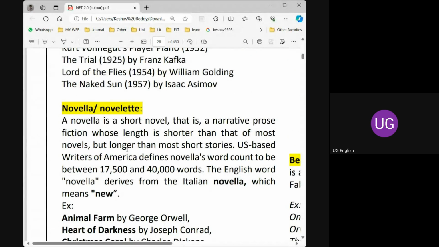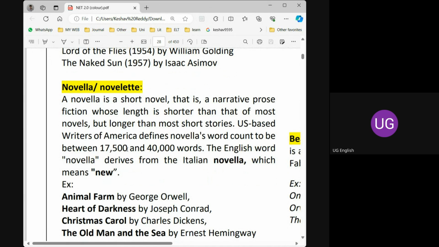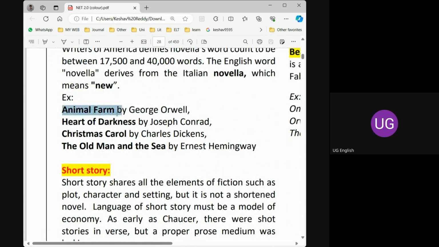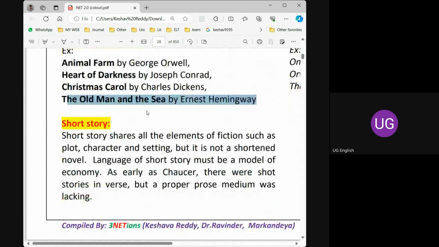And a novella or novelette is shorter than a novel, a middle-sized novel. Simply, a middle-sized novel is called a novelette. And the teachers of English know about this work because it is adopted as the non-detailed text in intermediate in Telangana state. And Heart of Darkness, this is part of our PG syllabus in many universities. The Old Man and the Sea is also part of many university syllabi. These are called novellas. So they are shorter than a novel.